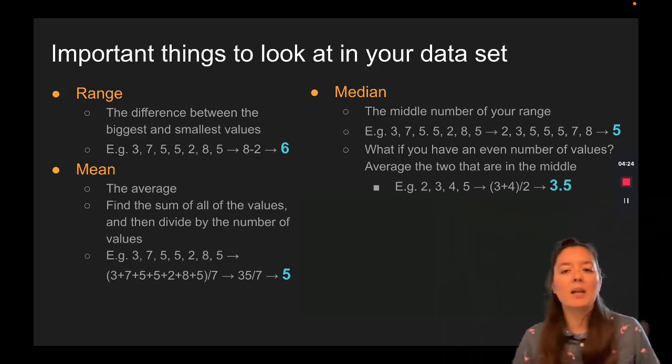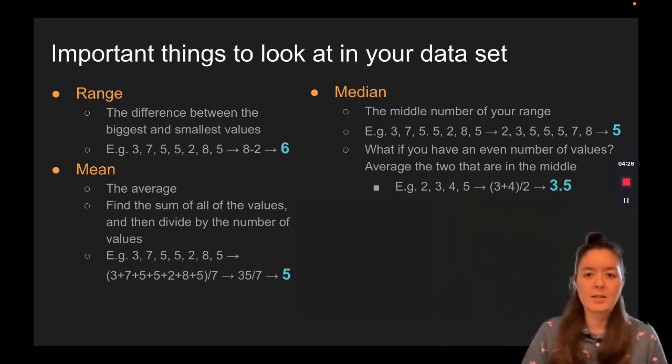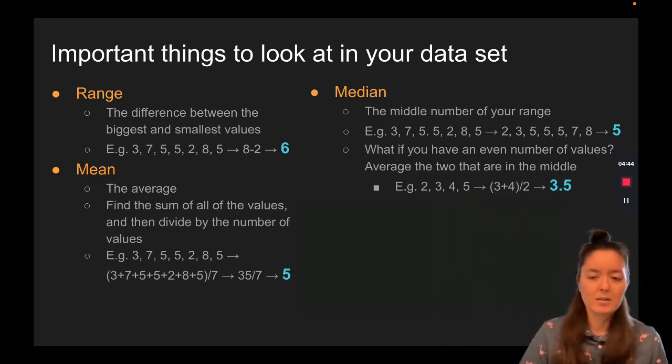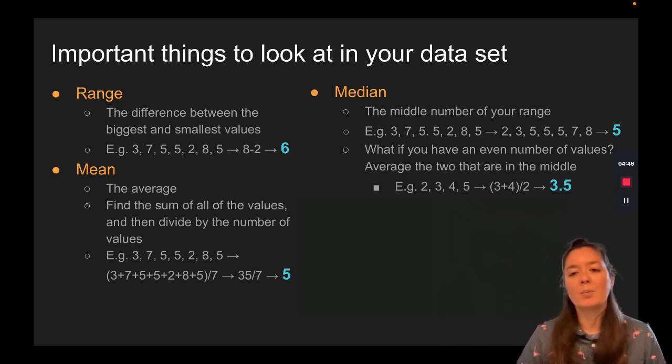If there's an even number of values in your data set, just average the 2 that are in the middle. So for example, if we had the data range 2, 3, 4, 5, the 2 numbers in the middle are 3 and 4, and we'll find the average between them. 3 plus 4 is 7, divided by 2, because we're dividing by the number of numbers we're adding together. So our median for that example would be 3.5.